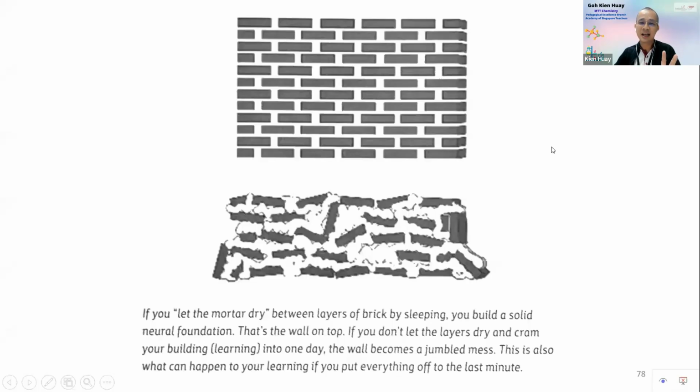Okay, so this is a diagram I love to show my students. I say when you cram, you're basically trying to build a wall without allowing the mortar to dry. So what's going to happen? You're just going to get a lump of bricks. But if you want to have a wall that is strong, you have to allow the mortar to dry before you place the next layer of bricks. This is the same as learning. Cramming won't work. So I think it's something that we want to emphasize to our students.